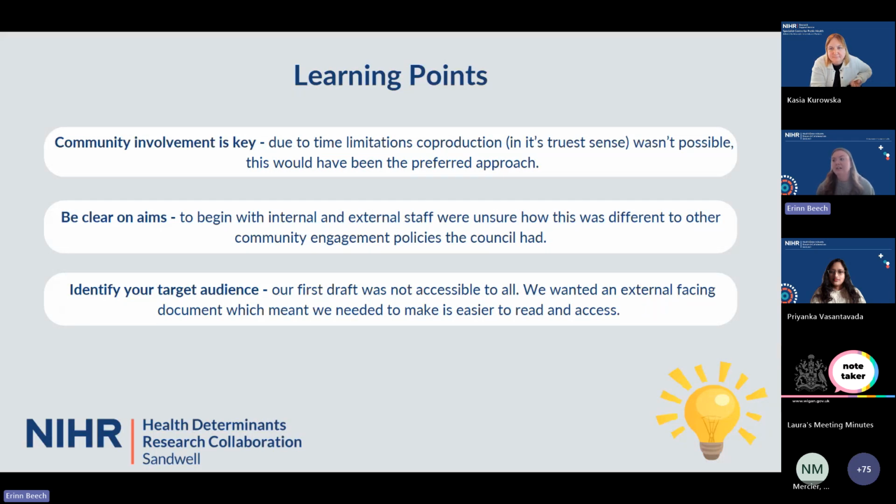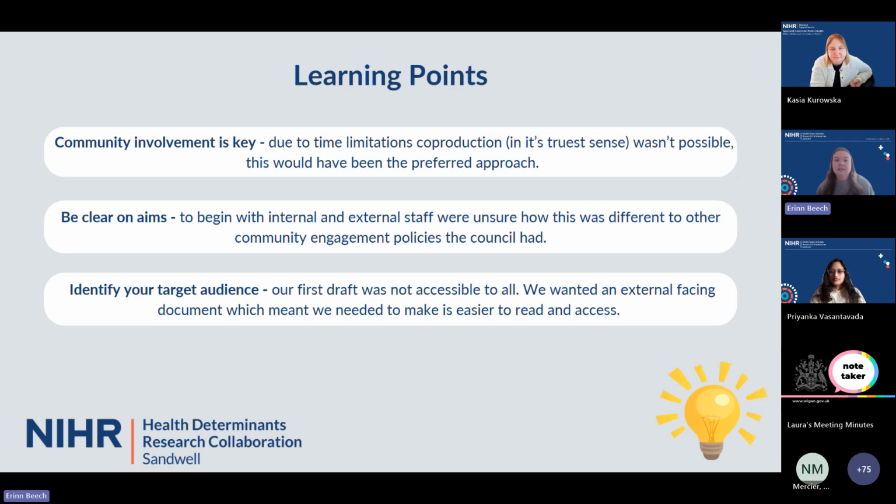So again, the first draft wasn't accessible at all. It was more an academic internal facing document, whereas as it's a community engagement plan, we want to make sure that it was accessible by all and they can know how they can get involved and influence the work we're doing. So again, we needed to identify the target audience and be more clear on that.